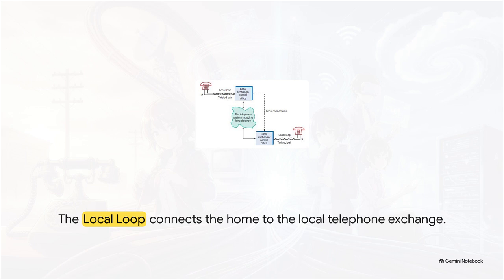The physical foundation of this whole setup was something called the local loop. You might also hear it called the last mile. This is quite literally the physical, twisted pair copper cable that runs all the way from the handset in your house directly to the local telephone exchange, or the central office. That simple two-wire connection forms a complete electric circuit.